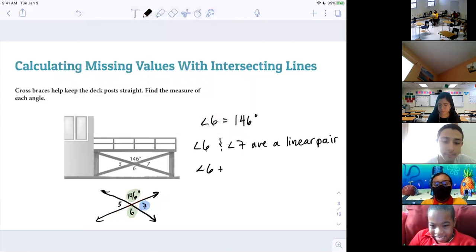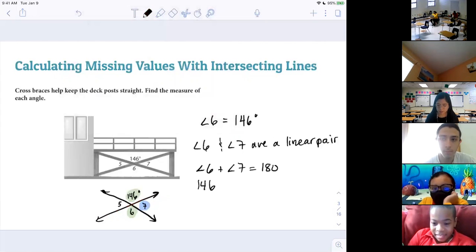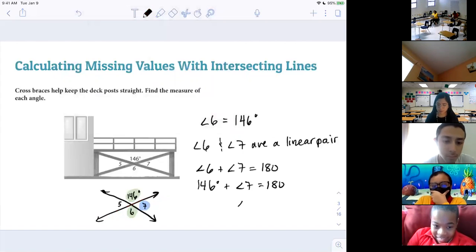180. They both have to add up to 180. I already know the angle 6 is 146 degrees. So really all I have to do is 180 minus 146, and I'll get angle 7. So what do I get here?